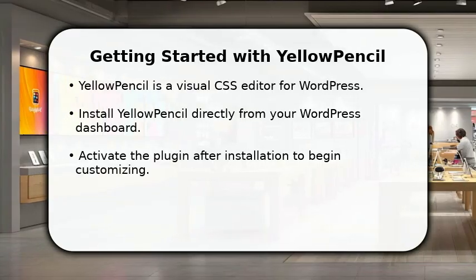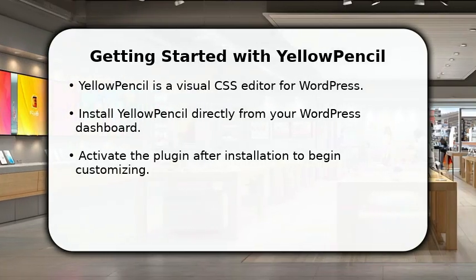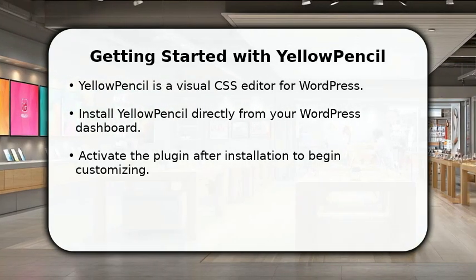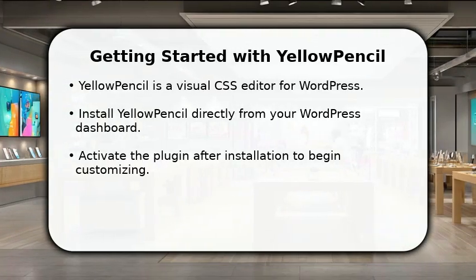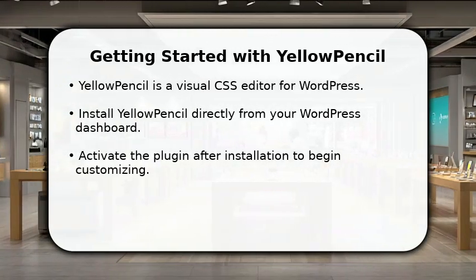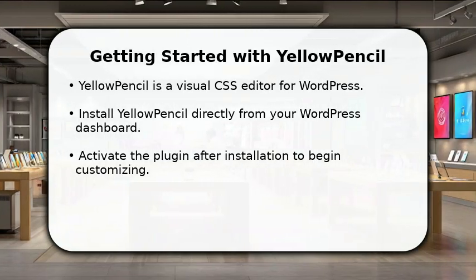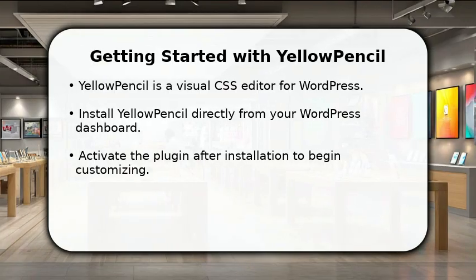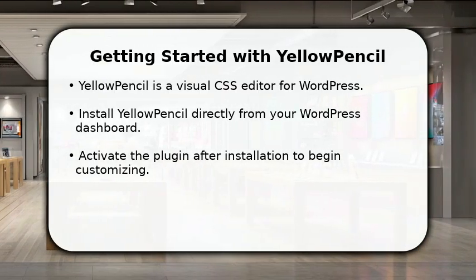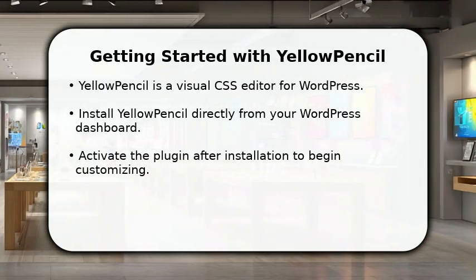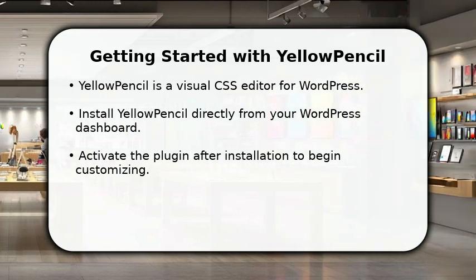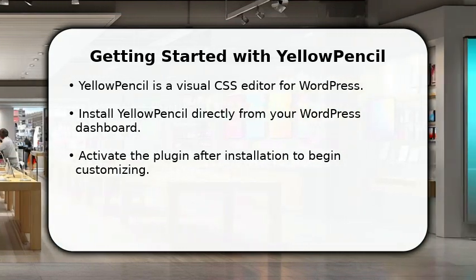First, navigate to your WordPress dashboard and locate the Plugins section. Click Add New and search for Yellow Pencil Visual CSS Style Editor. Install the plugin, which typically takes only a few seconds, then activate it. This crucial step enables the visual editor, allowing you to begin customizing your website's appearance immediately. You're now ready to transform your site with ease.